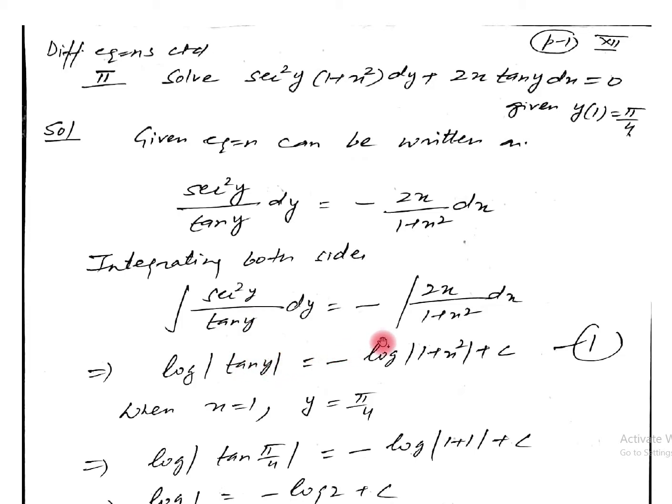Similarly, on the right hand side, again here is the function and here is its derivative, so directly we can use the result. Then the integral of this is minus log of (1 + x²) plus c.